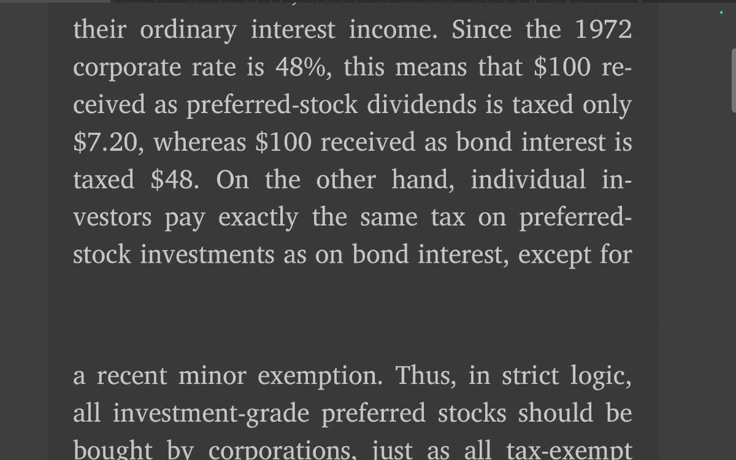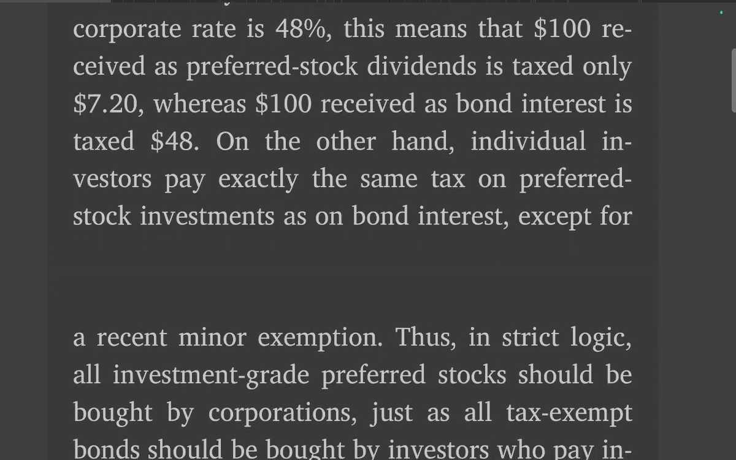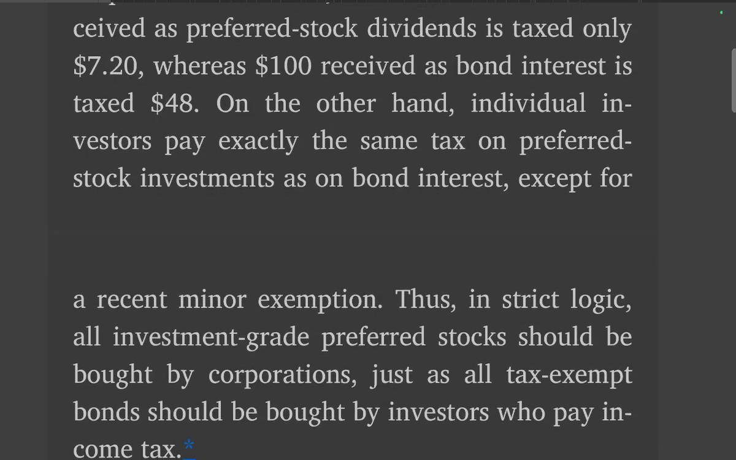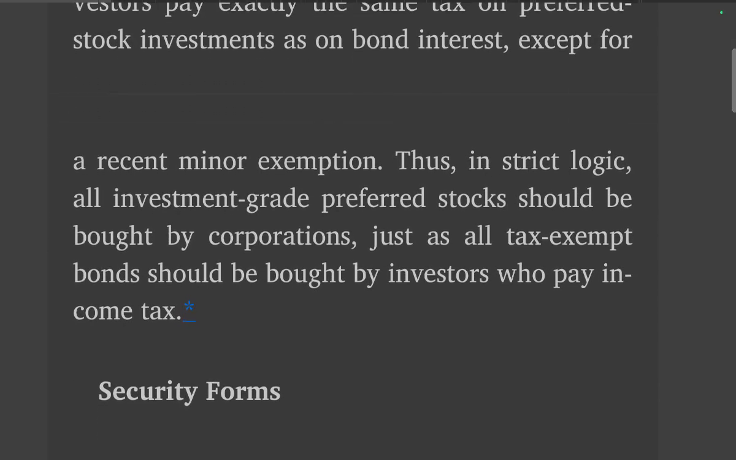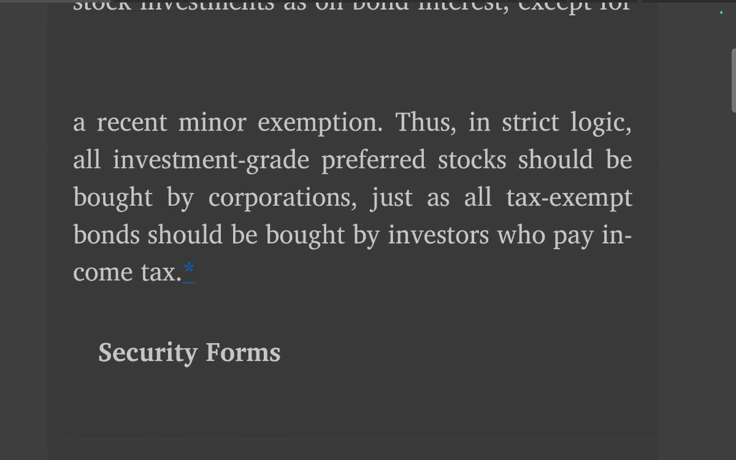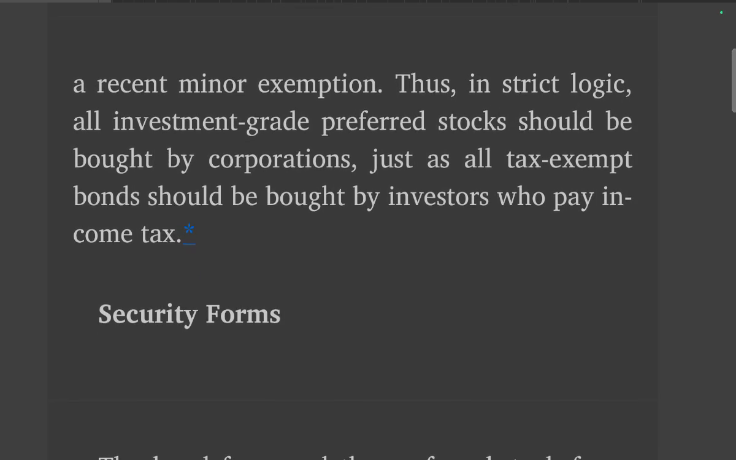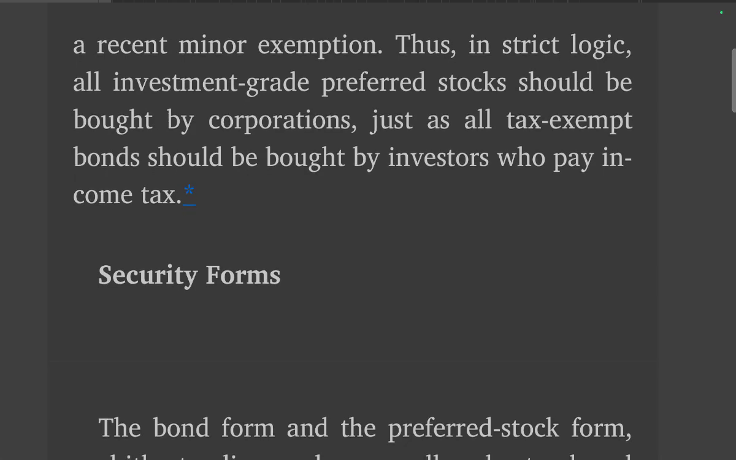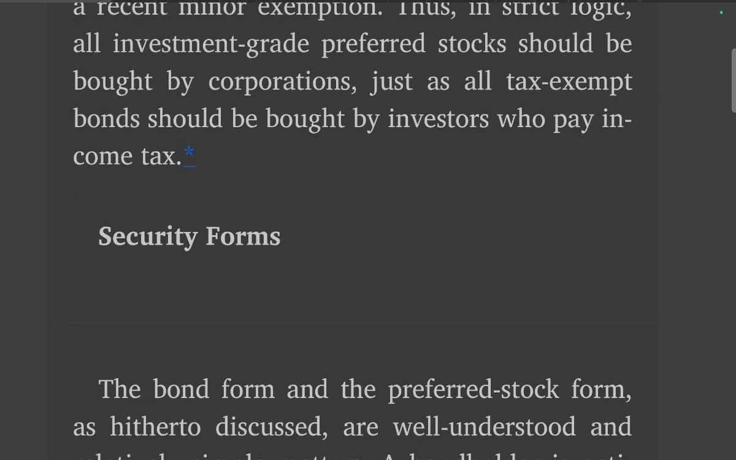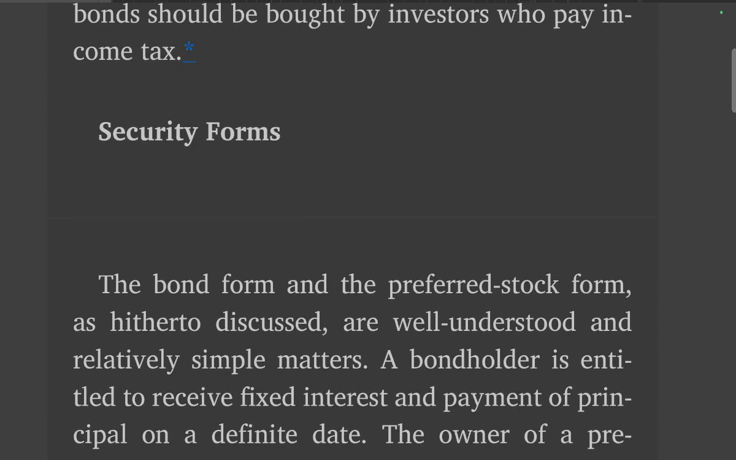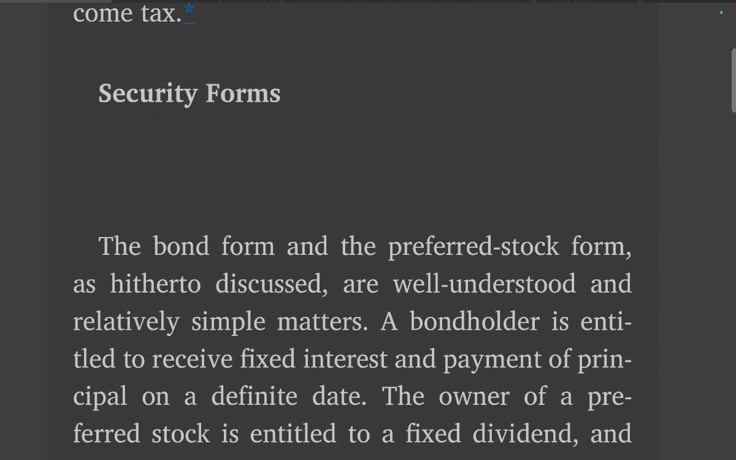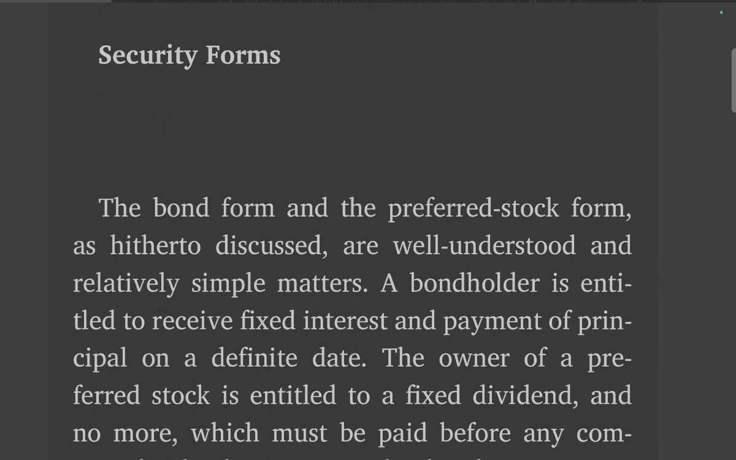On the other hand, the individual investor pays exactly the same tax on preferred stock income as on bond interest, except for a minor exception. There is a strict logic that all investment-grade preferred stocks should be bought by corporations, just as all tax-exempt bonds should be bought by investors who pay a high income tax. Security forms: bond forms and preferred stocks.